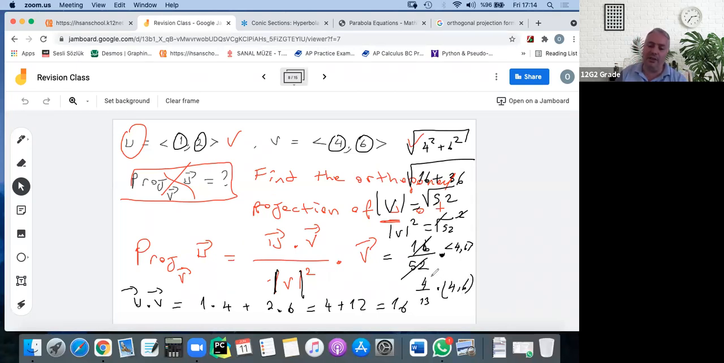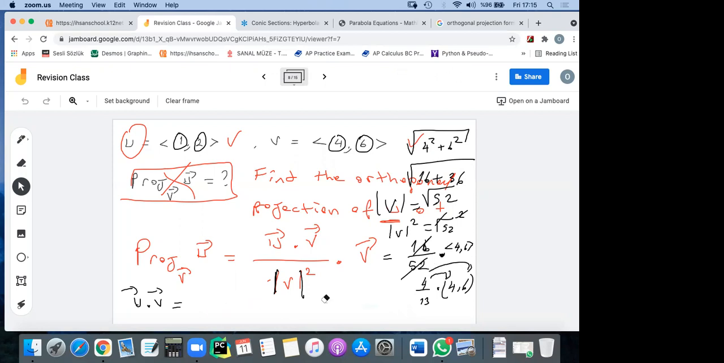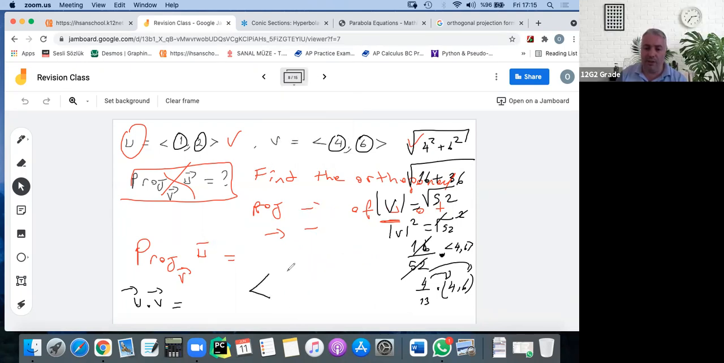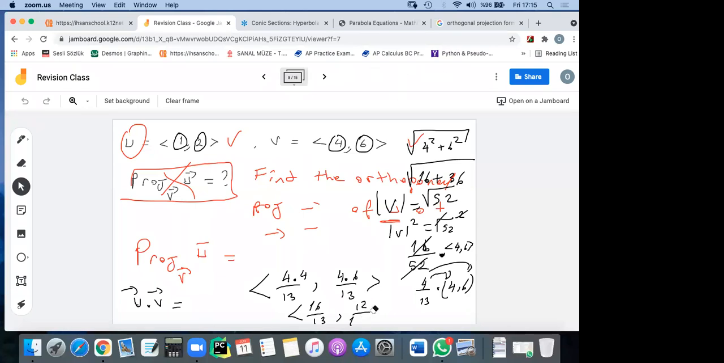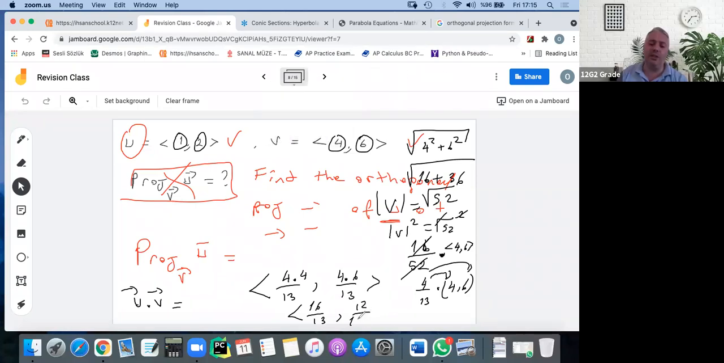So how can I continue? This times this, comma, this times this, which gives the final result: 4 times 4 over 13, comma, 4 times 6 over 13. Then simplify if possible: 16 over 13, 24 over 13. That's the answer of the question. Whenever you have this kind of question, be careful about this. So we solved it.